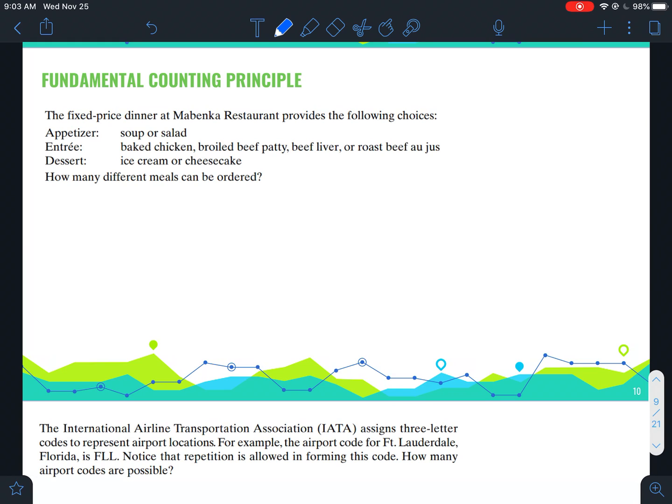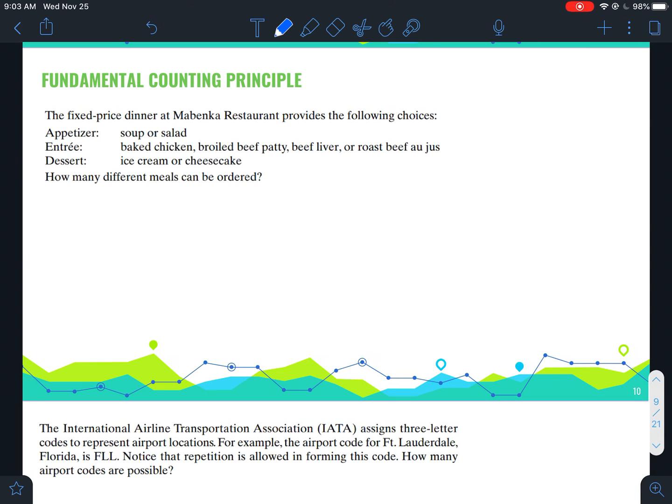Well, the good news is you don't have to list out, like, if you ordered a soup and a baked chicken and an ice cream, or if you ordered a salad and a baked chicken or an ice cream. You don't have to go through like your different trees. You might have made trees when you were in grade school or things like that. You don't have to go through this.